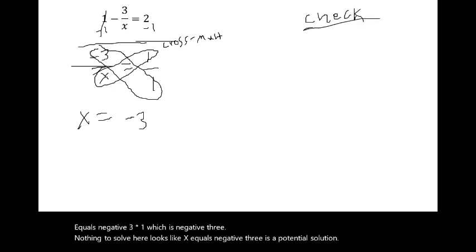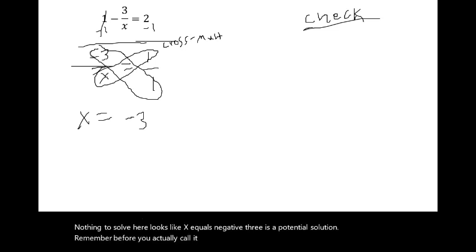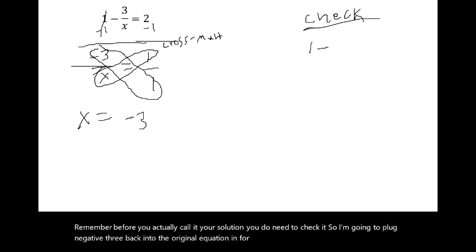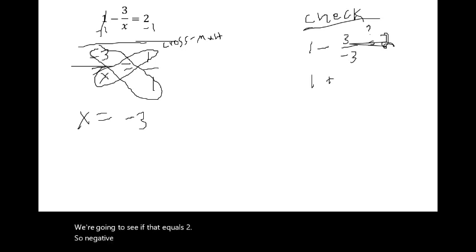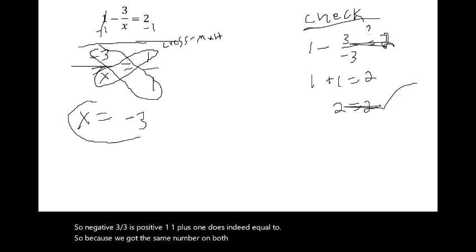Remember, before you actually call it your solution, you do need to check it. So I'm going to plug negative 3 back into the original equation in for x. So I have 1 minus 3 divided by negative 3. We're going to see if that equals 2. So negative 3 divided by 3 is positive 1. 1 plus 1 does indeed equal 2. So because we got the same number on both sides of the equal sign, that means x equals negative 3 is our final answer.